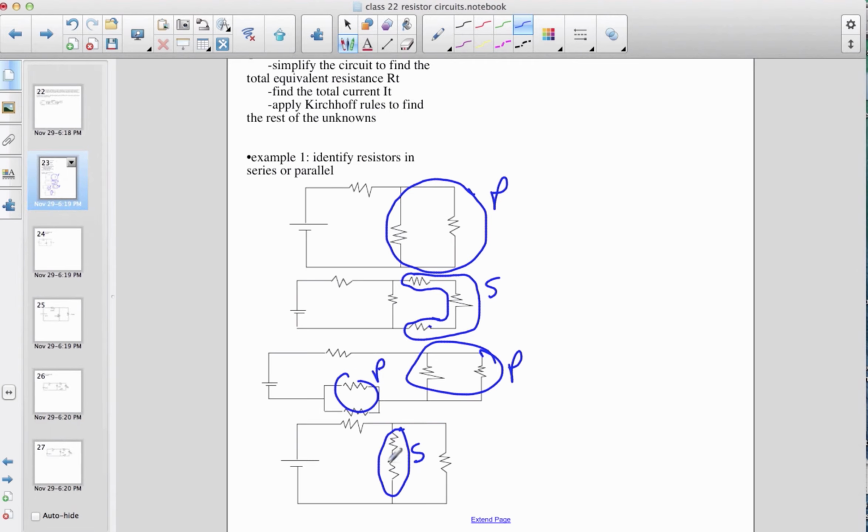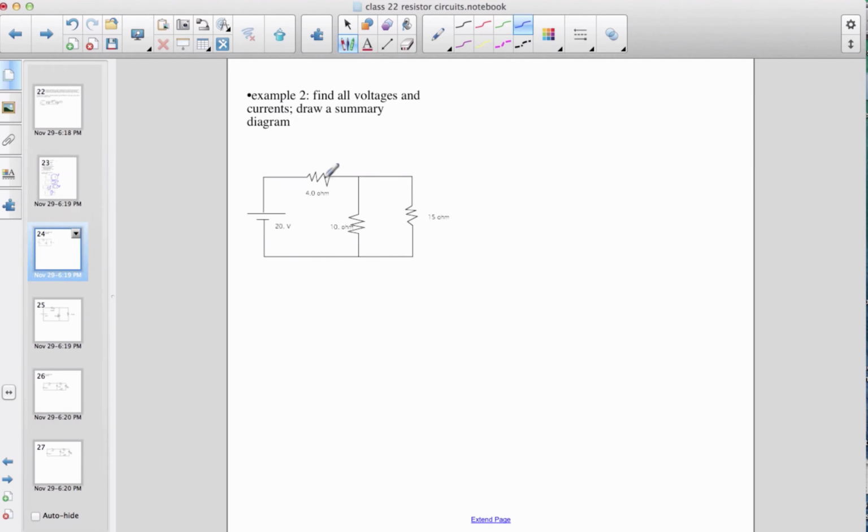Let's try an example. So here we have a mixed resistor circuit. We notice that we don't have any currents, so we have no basis for doing our Kirchhoff reasoning, our deductive reasoning process. So our step is to first find the total resistance, and then we'll know the total current.